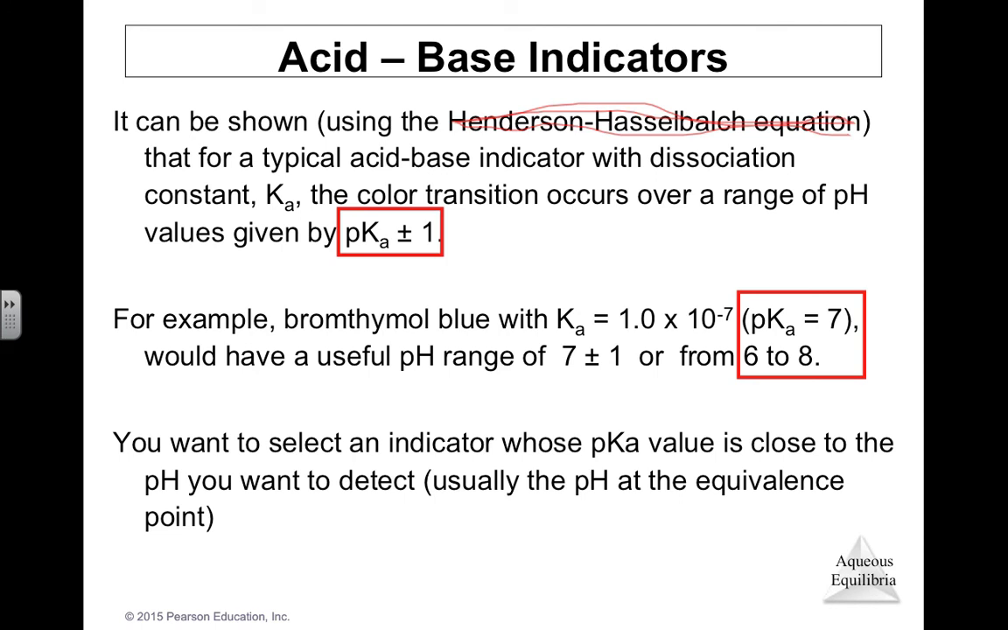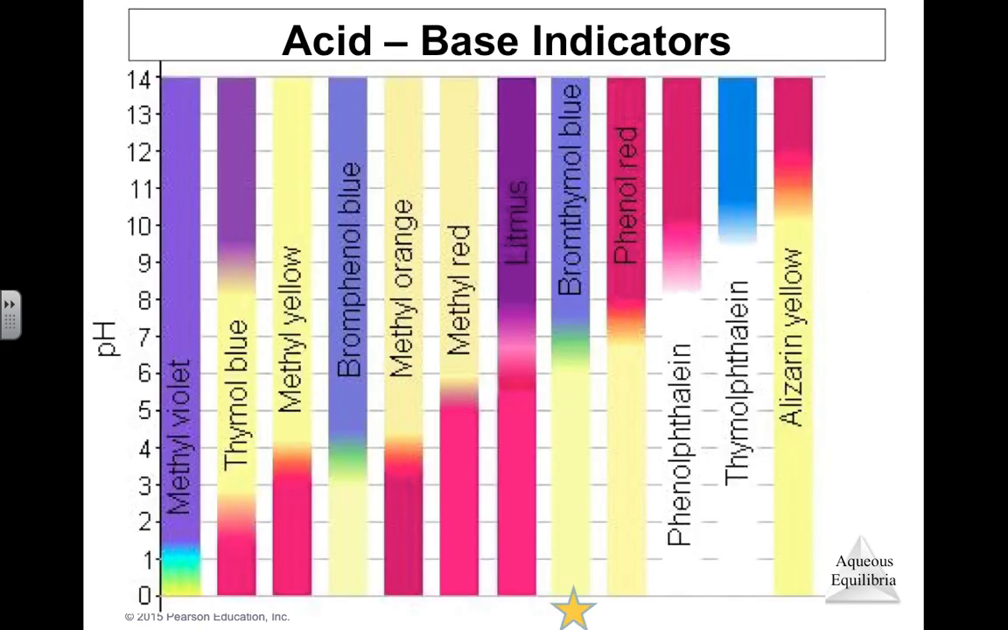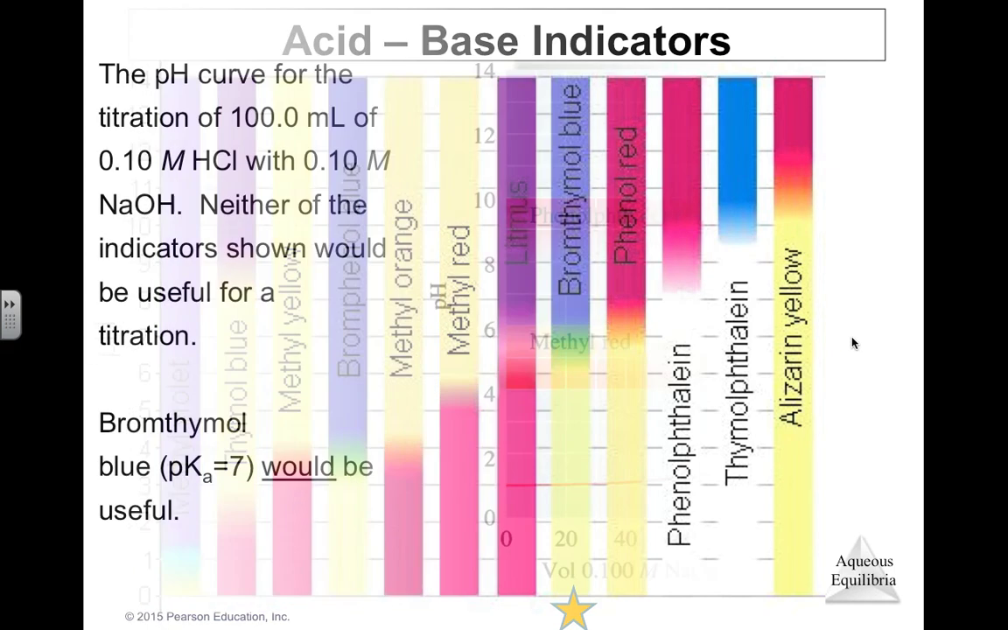So if you're asked to pick an indicator, you want to compare the pH at the equivalence point to the pKa of the specific indicator. And then this simply shows the different indicators and where they change color, and you've seen this before, but this shows all of the different indicators that you could use.